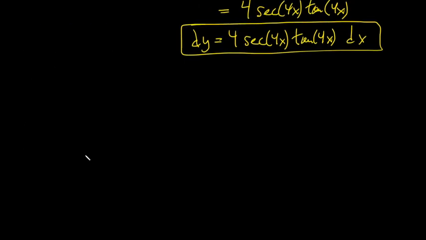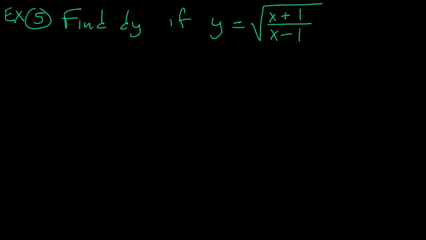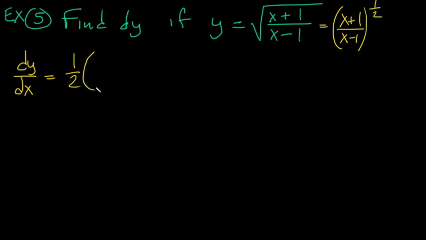So I'll let you try one. Find dy if y is equal to the square root of x plus 1 over x minus 1, all under the square root. Got it? Well, first just take the derivative. To do that, you could do this a couple of ways. You can split this up and use the quotient rule, or you can think of this as x plus 1 over x minus 1 to the power 1/2, and then just use the power rule.